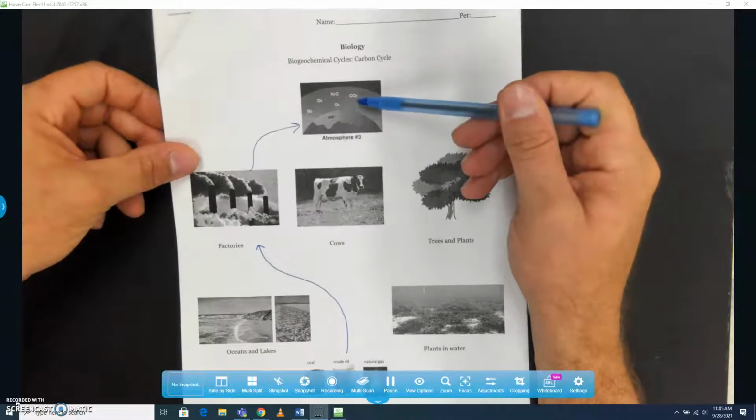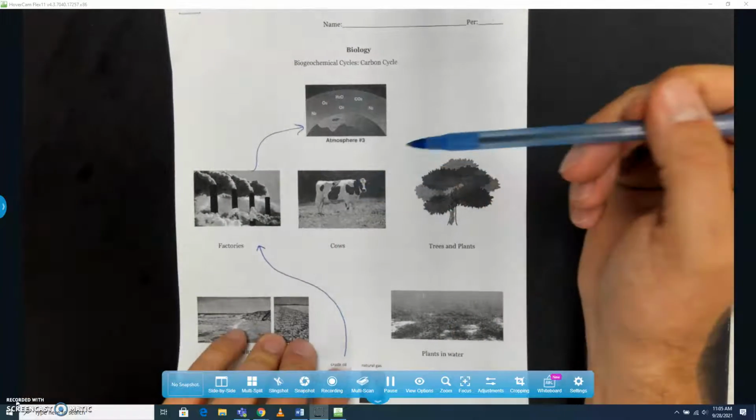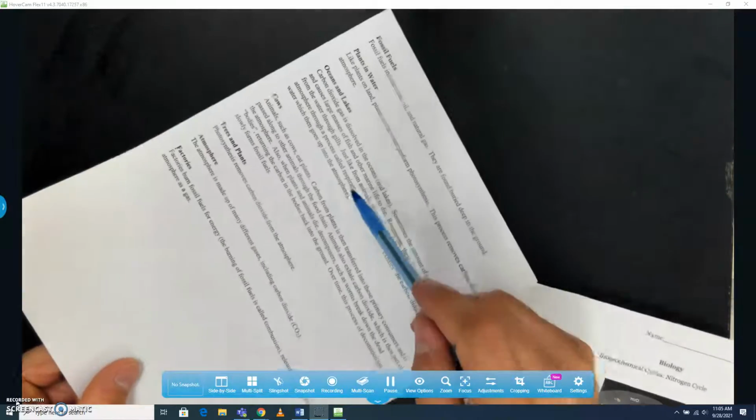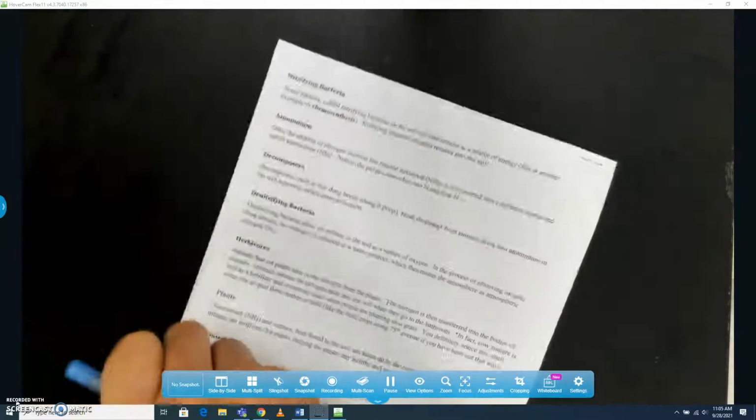You'll need to complete the remaining arrows that go on this page using the reading on the back side here. Same thing for the nitrogen cycle, which is located on the back.